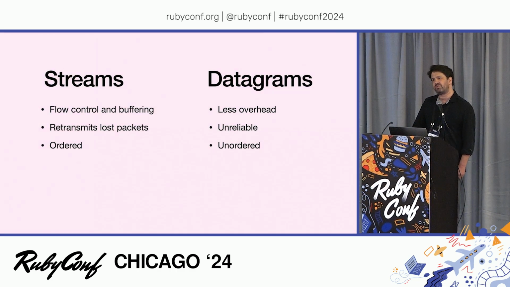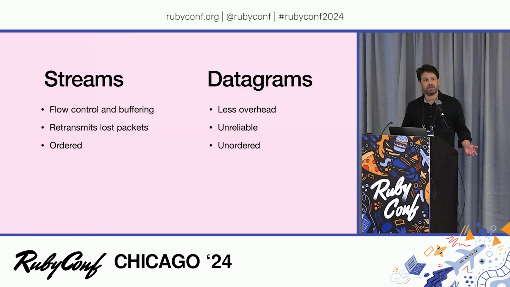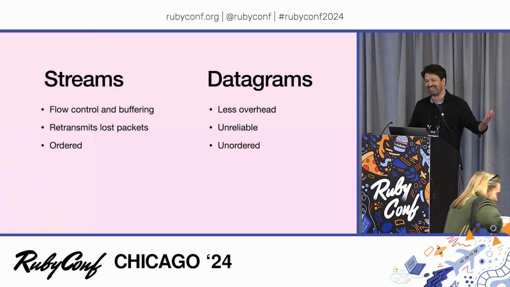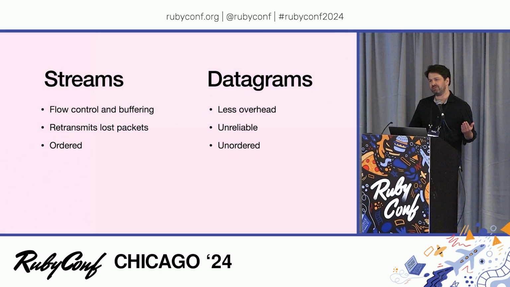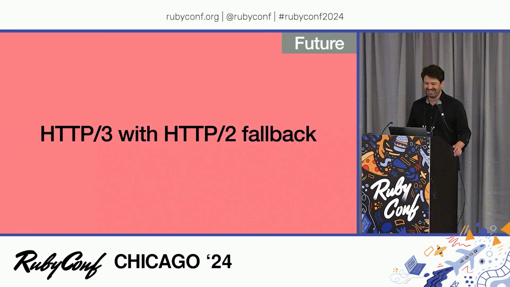So WebTransport doesn't just support streams. WebSocket and SSE is streaming only. WebTransport also supports datagrams. It has less overhead. It is unreliable. It's not going to try again. If the packet is dropped by a proxy or just doesn't make it for unknown reasons, it's gone. And it's unordered. If one of the packets makes it before the other, it will be there first, and it's not going to ensure that one comes before two, but comes before three. But today's talk is about streams. So that's all I'm going to say about datagrams.